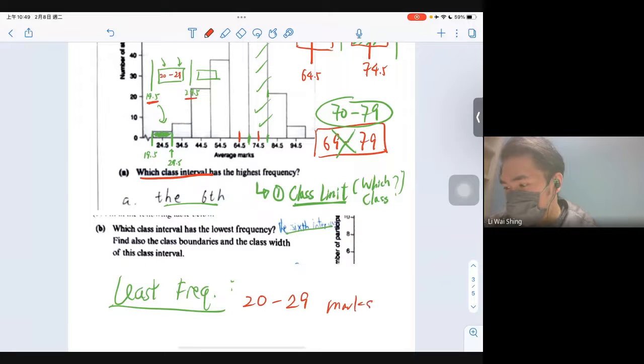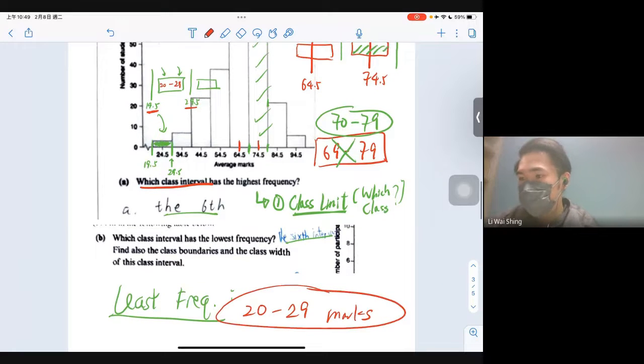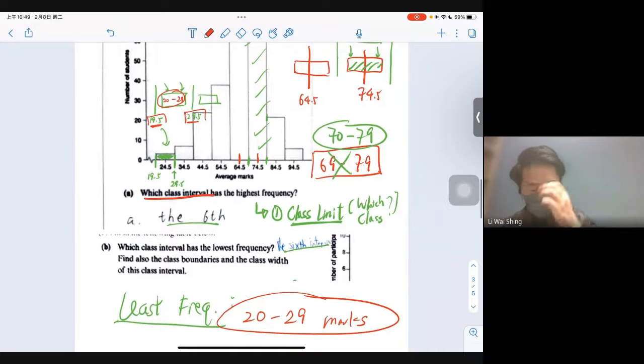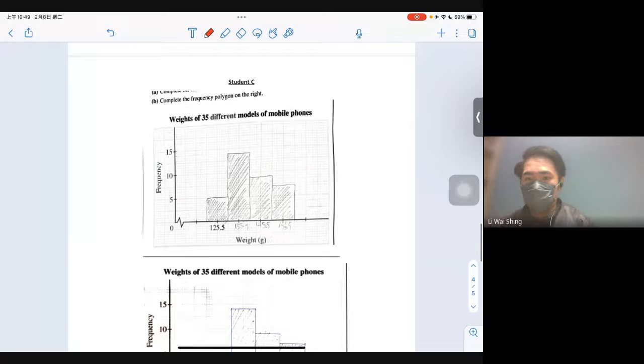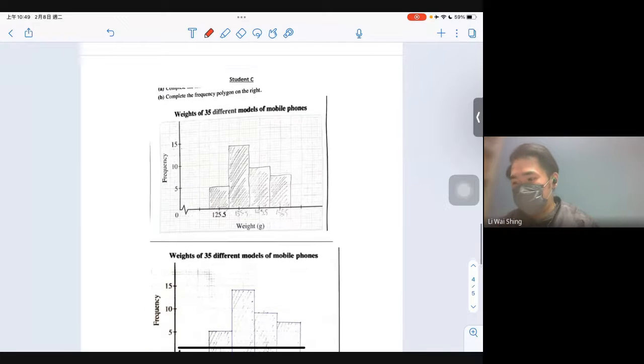So first step, find the class boundaries. Second, find the class limit. All right. And the third mistake, an interesting mistake.